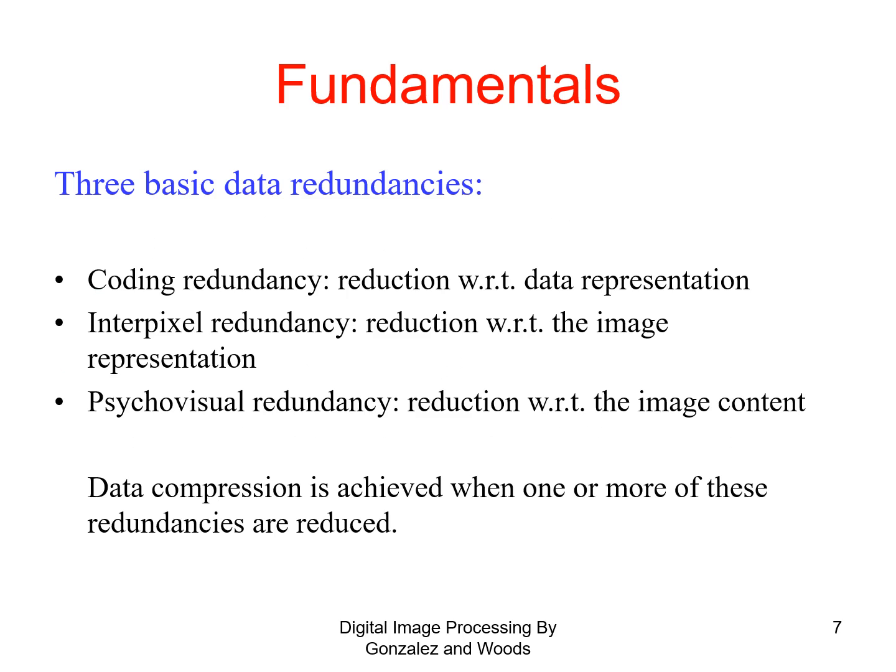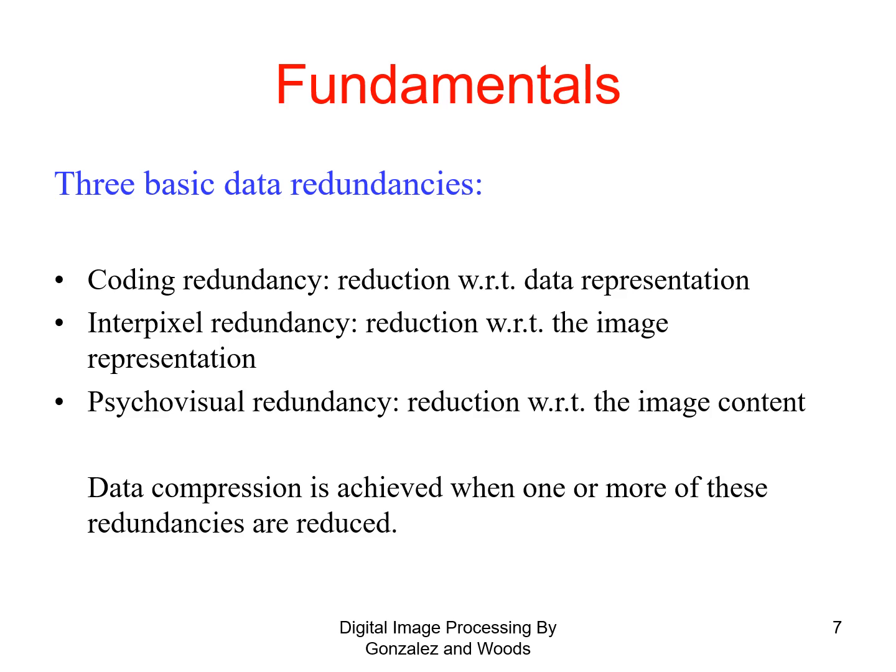So there are three basic data redundancies: coding redundancy, interpixel redundancy, and psychovisual redundancy. These all three redundancies we are going to see in detail, and we will solve problems also based on this. Coding redundancy is reduction with respect to data representation. How you are going to represent the image, how many bits you are going to use to represent the image. Interpixel redundancy is reduction with respect to the image representation. And psychovisual redundancy is reduction with respect to the image content.